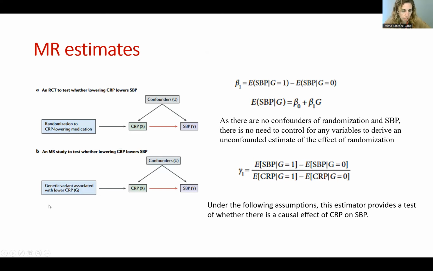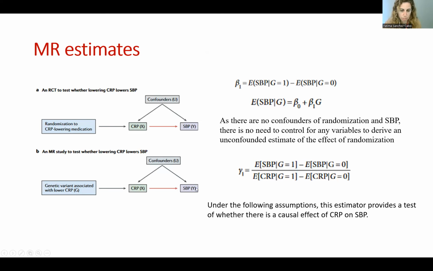And using Mendelian randomization, we wouldn't need to do this randomized trial because just using the information about genetic variants that are known to be associated with the levels of CRP, we could see if we also see an association with a lowering in the systolic blood pressure, always assuming that this genetic variant is not producing directly a change in the systolic blood pressure.